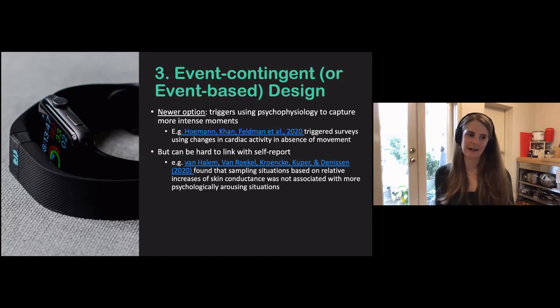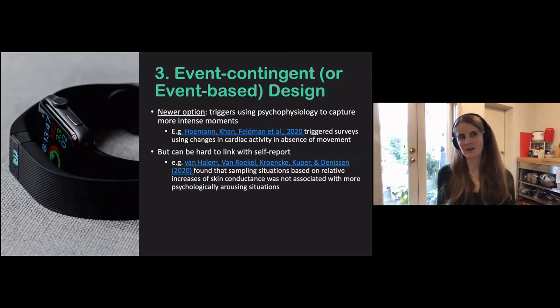This is a useful and new method, but it can be hard to link with self-report. I think this is an issue in general, that psychophysiology doesn't necessarily index self-report processes the way that we think it does. This paper by Van Heilem and his colleagues found that sampling situations based on the relative increase in skin conductance was not associated with psychological arousal. So in that particular case, it didn't seem like a useful protocol for them. But it is something that is increasingly being done, and I think it's a really cool way to have an event contingent design without having to rely on your participants.